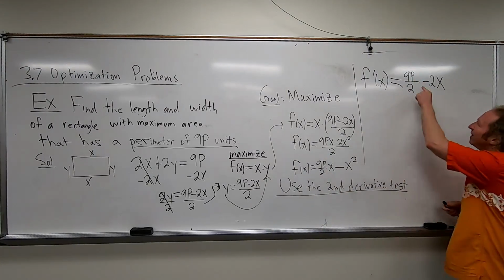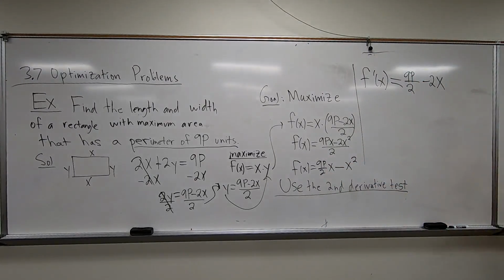9p over 2, the derivative of x is 1, and this derivative is here. Okay, and we set it equal to 0.